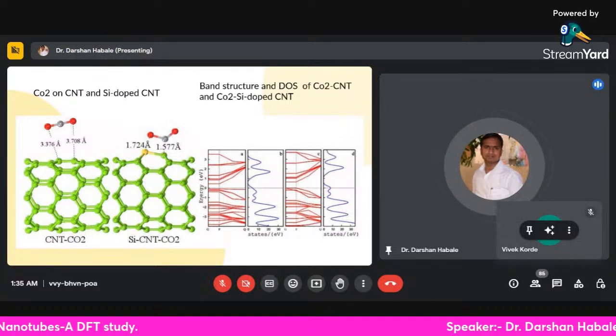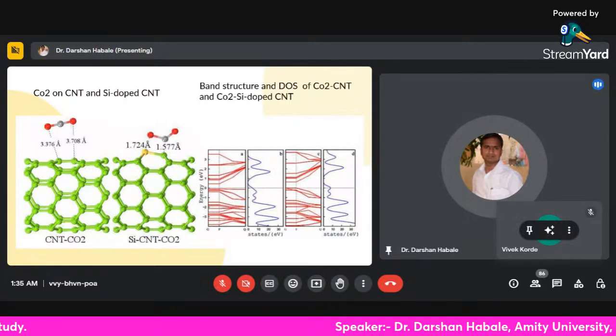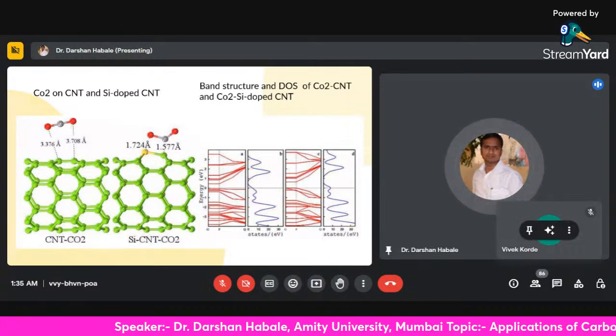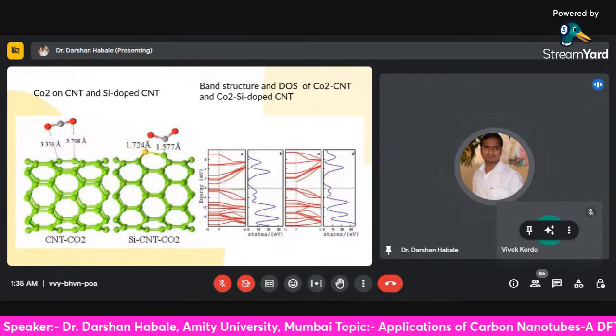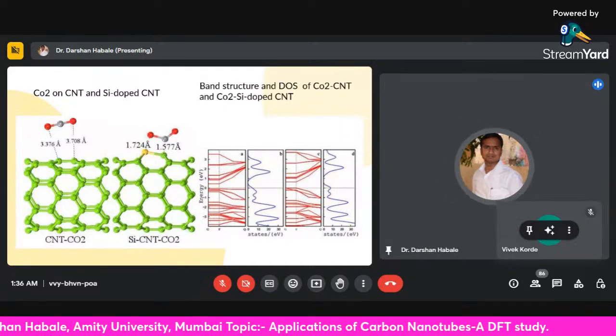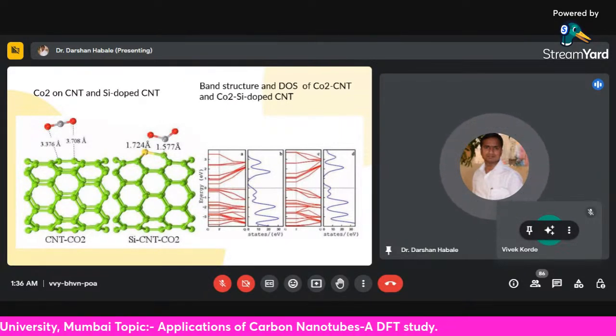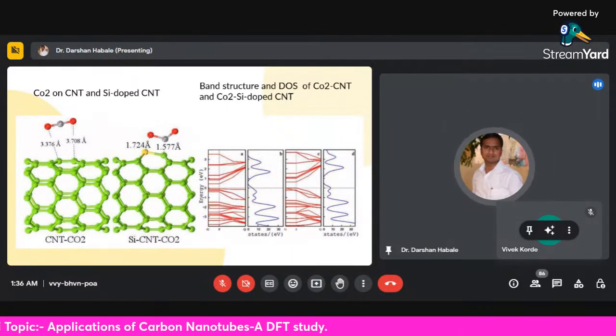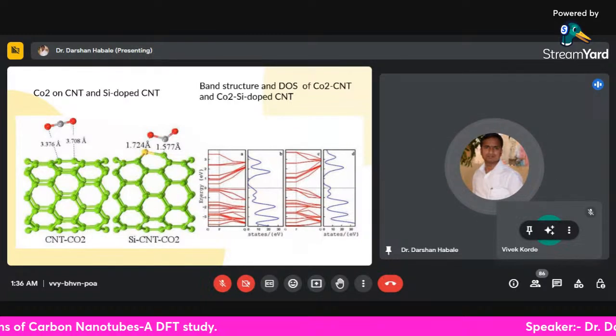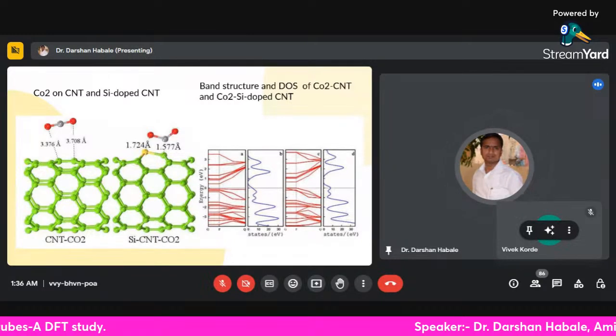So this CO2 gets physisorbed easily on the silicon-doped carbon nanotube, and there is a weak van der Waals interaction between this CO2 and this Si-doped carbon nanotube. And this is the band structure and density of states for both CNT-CO2 and Si-CNT CO2.